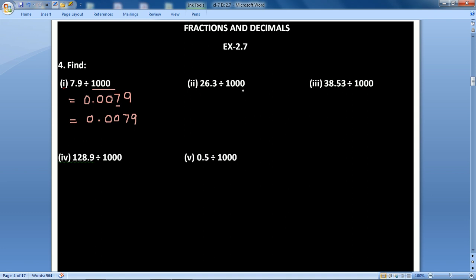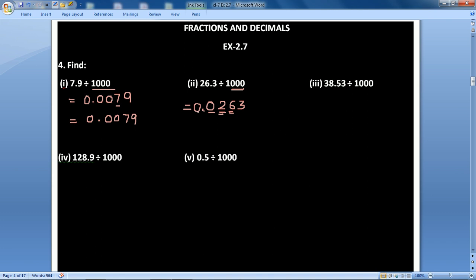Now second part, 26.3 divided by 1000. So the point will be shifted 3 digits towards left because we are dividing by 1000. 3 zeros are there. So first we will write 263. Now we have to shift the decimal point 3 digits towards left. 1, 2 and third digit, then 0.0. Point was after 6. Now we have shifted it here. So 1, 2, 3 digits.